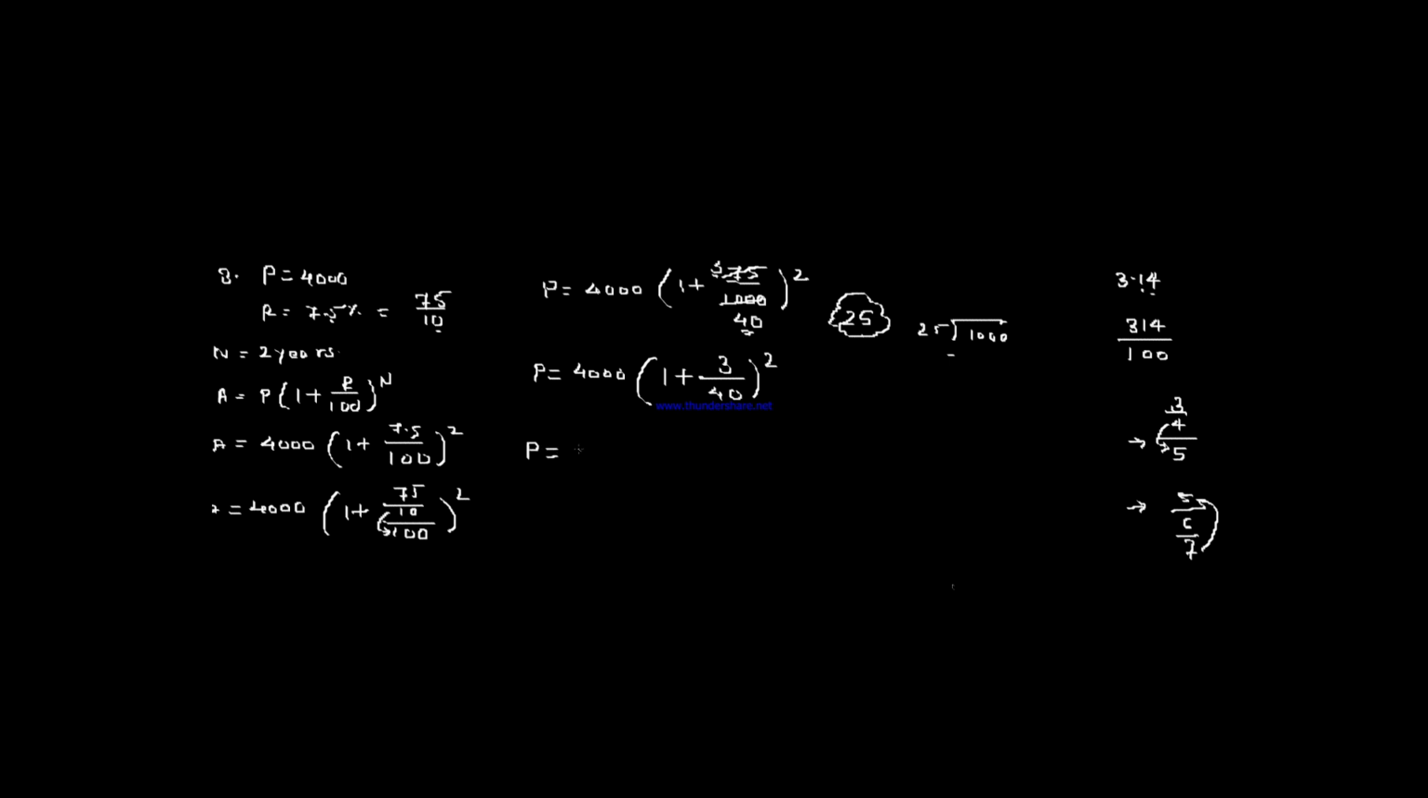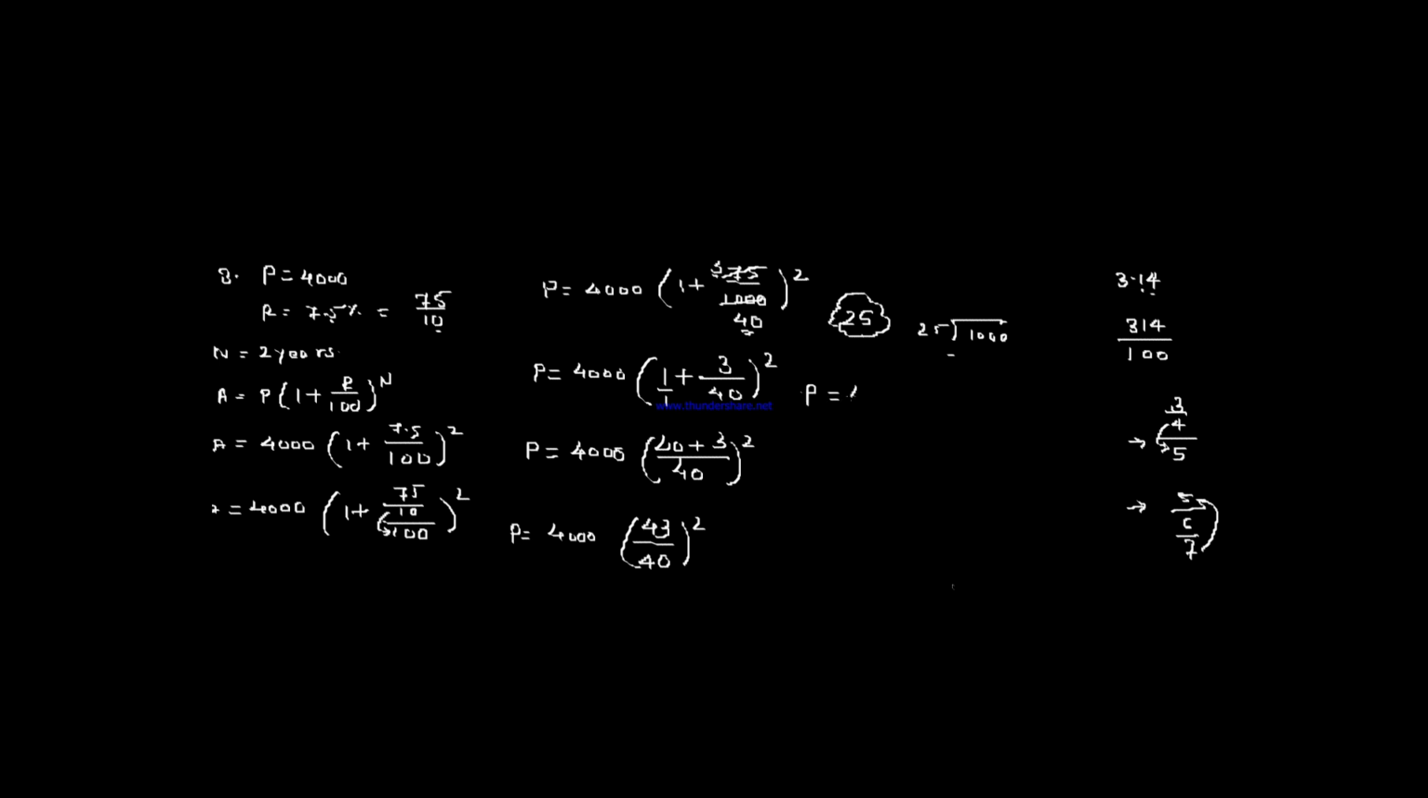So what we will do, as we all know, we will do the cross multiplication step by taking this 1 in the denominator. 40 ones are 40, plus 1 3s are 3. Alright, so here 4,000 into 40 plus 3 is 43 upon 40, the whole square. And as I told you, we don't need to do the actual square, we will simply repeat the fraction twice.